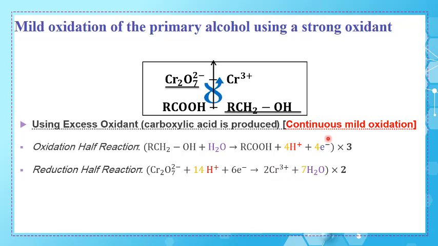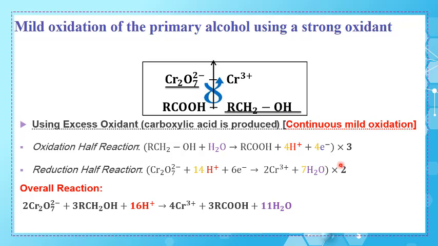Here I have, look, 4 electrons and here 6 electrons. To balance those, the number of electrons lost and gained has to be equal. We will multiply this equation by 3 and this by 2. So the overall reaction will be the following.